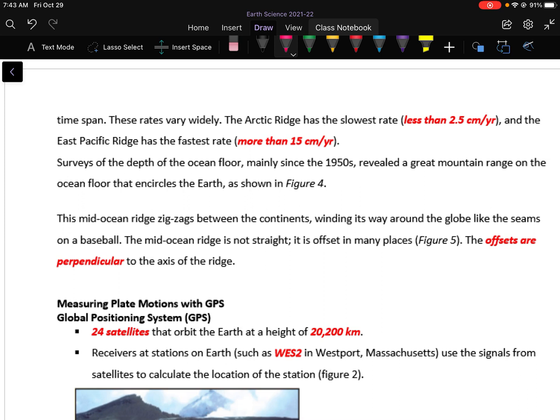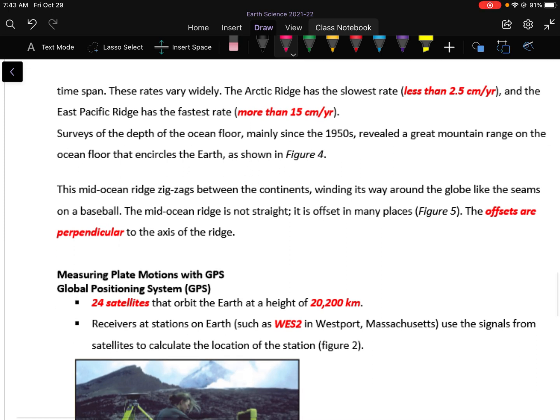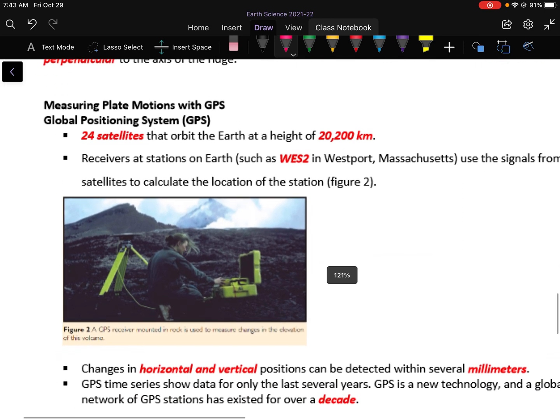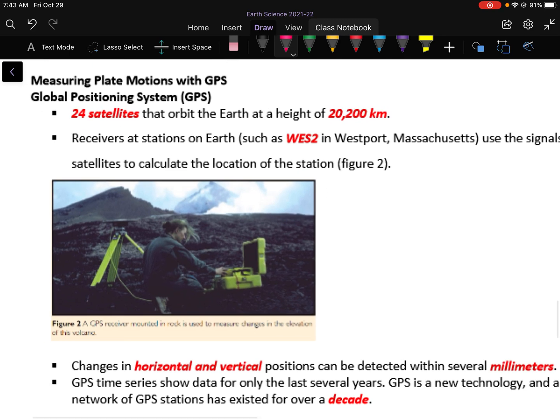All right. How do we know how fast they're moving? How do we know what direction they're moving? How do we know if they're moving up or down? It's all about GPS, or Global Positioning System. This is a tool that we have available to us now.